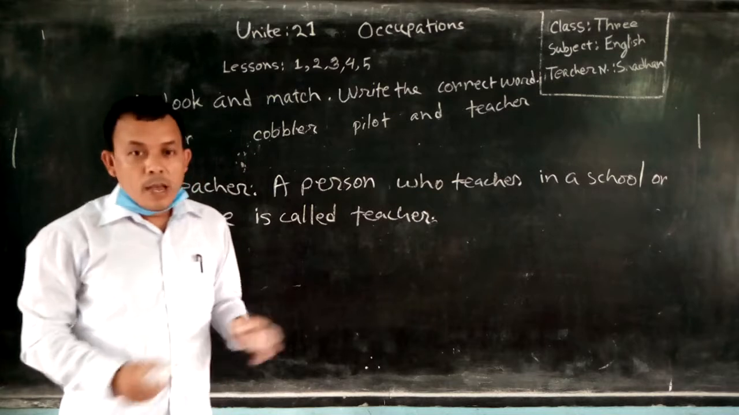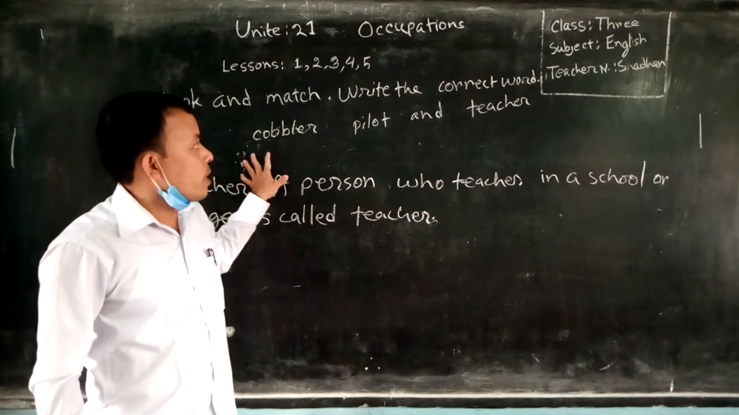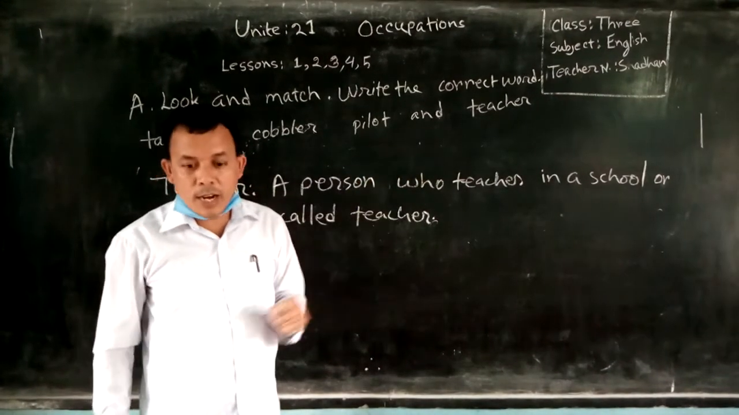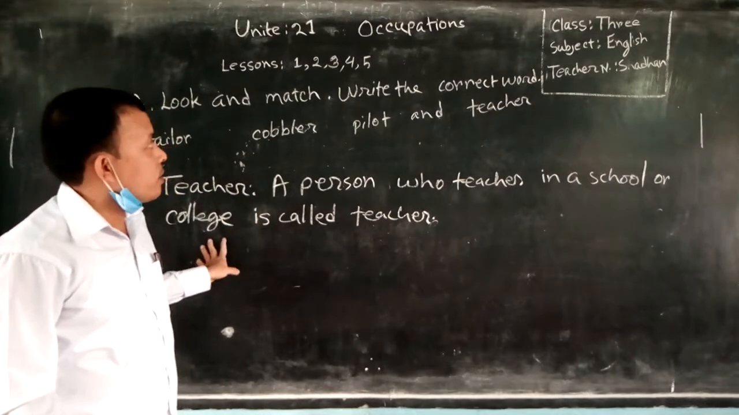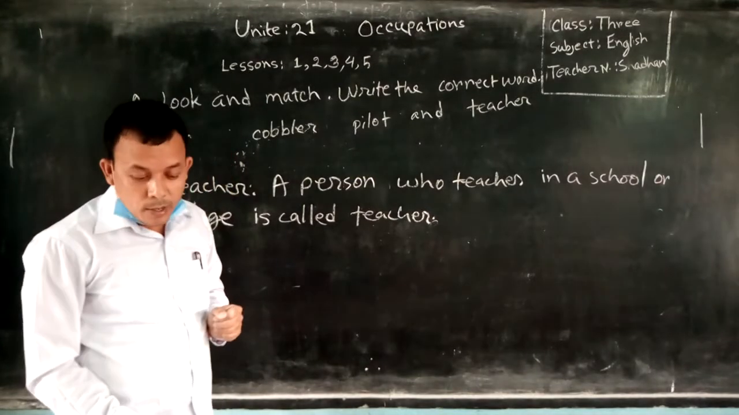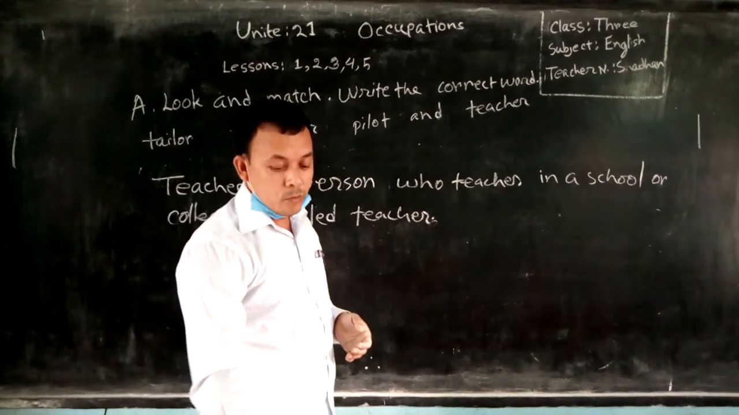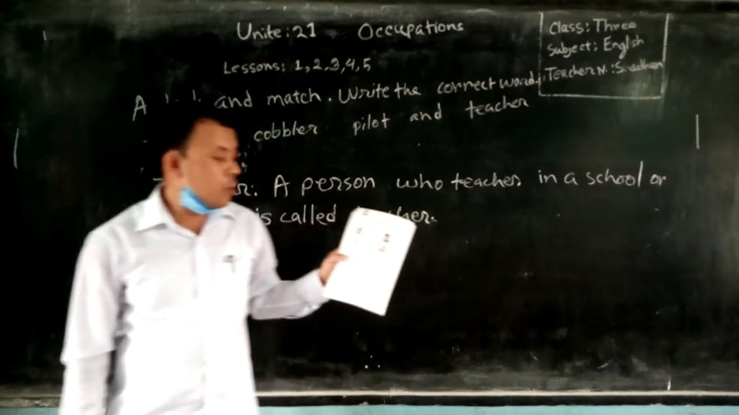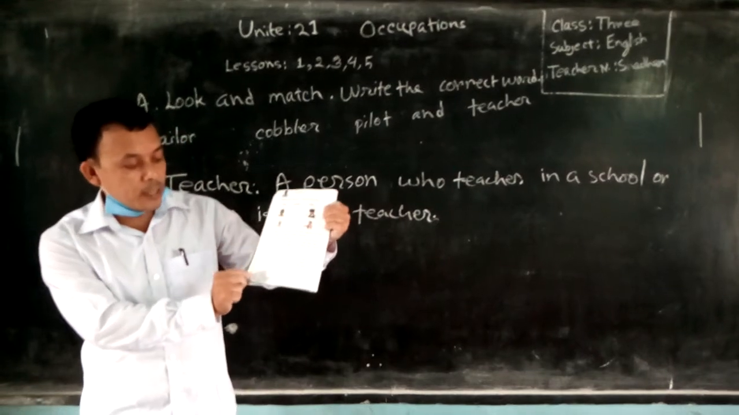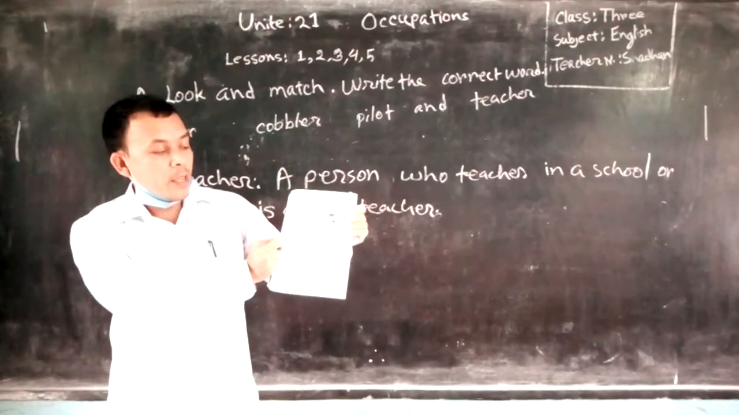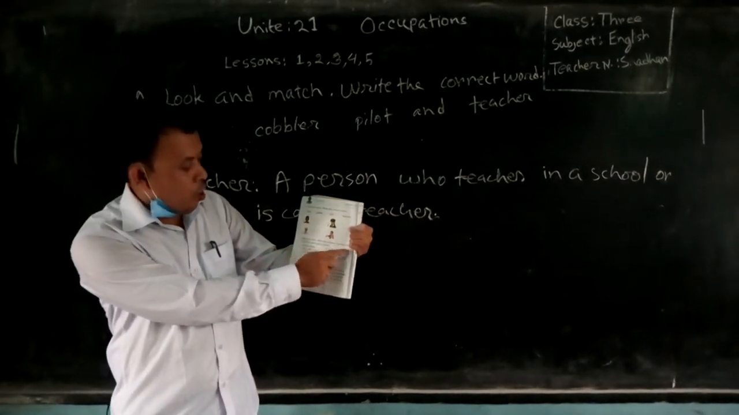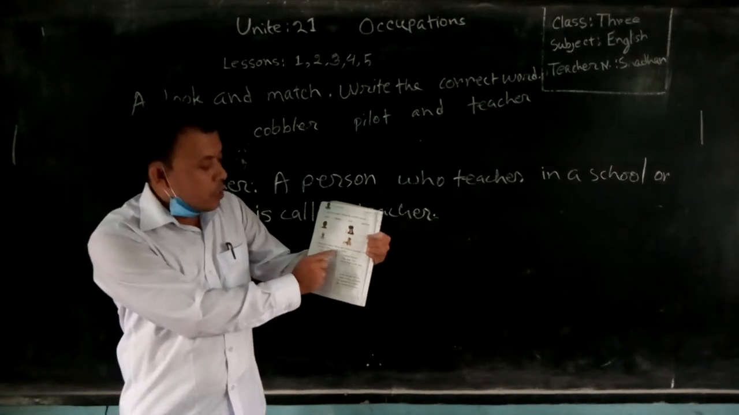Students, I am discussing the definition of tailor, cobbler, pilot and teacher. In the same way, I have already given the definition of occupation. Now I am going to show the book to you. Look at this page number 42, number B. Here you can see read and match. Write the correct number from activity A next to each rhyme.